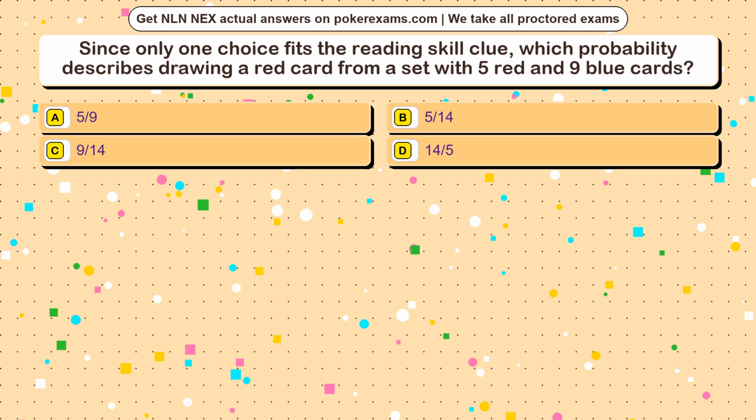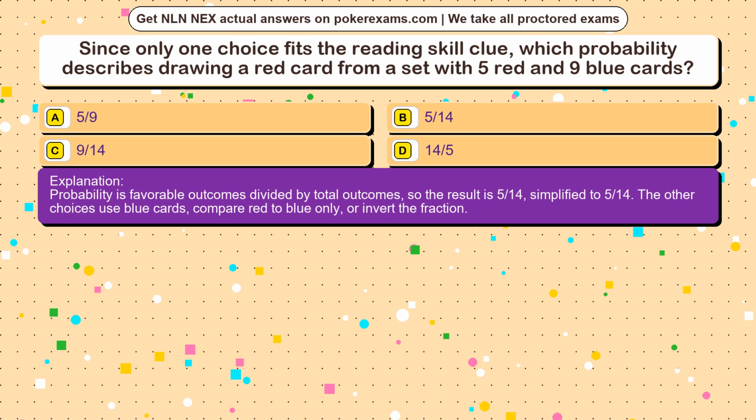The correct answer is option. Probability is favorable outcomes divided by total outcomes, so the result is 5/14, simplified to 5/14. The other choices use blue cards, compare red to blue only, or invert the fraction.